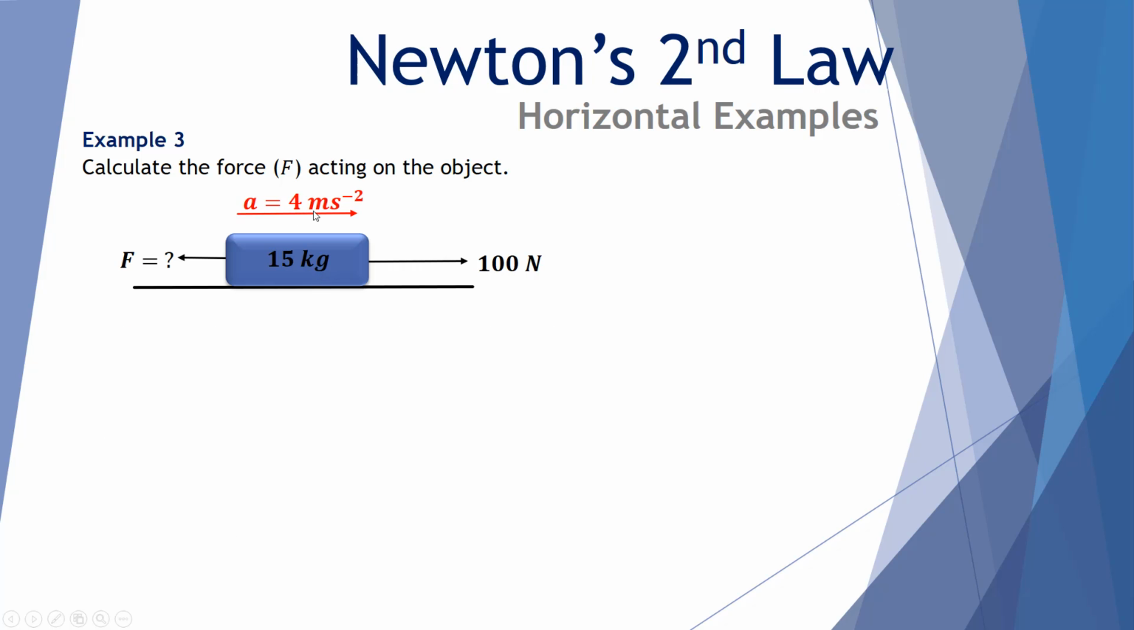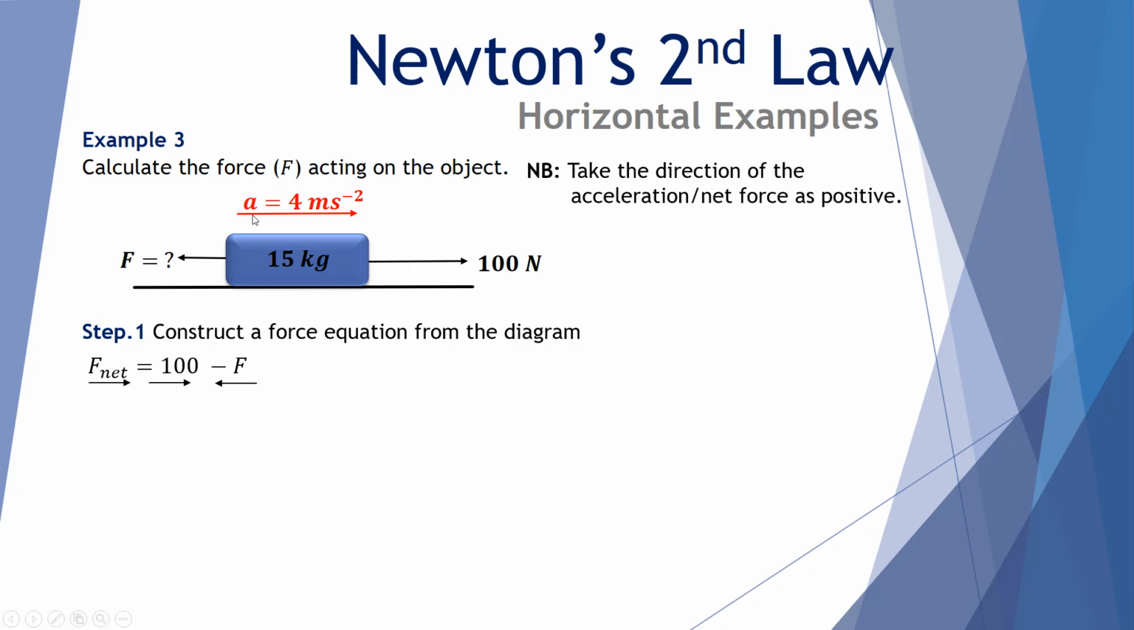The acceleration is 4 meters per second squared to the right. There's a force pulling to the right of 100 newtons, and there's an opposing force F to the left. And we're trying to calculate what is that unknown force. We construct our force equation looking in the horizontal plane. Again, the acceleration is to the right, which means the net force will also be operating to the right. So this 100 newtons to the right will also be positive, and the opposing force to the left will be negative. So we have a statement, F net equals 100, take away F, the unknown force.